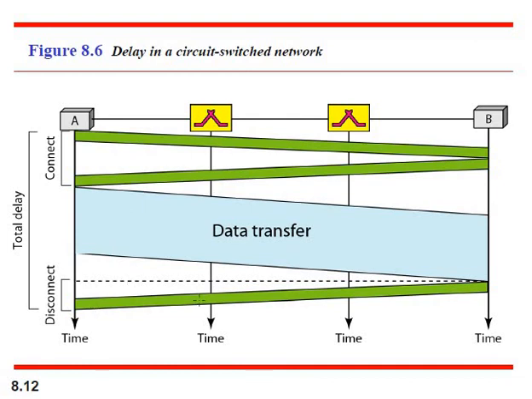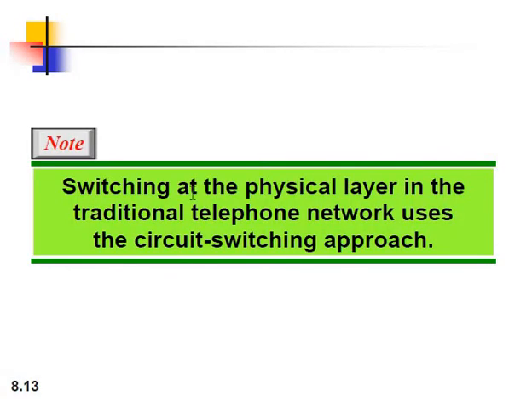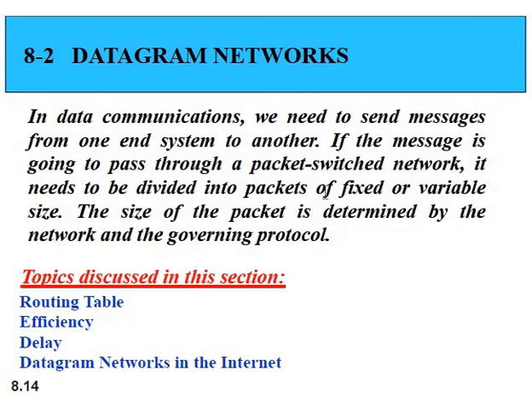You may expect a question: explain the three phases present in circuit switched networks. So we can conclude that switching at the physical layer in traditional telephone networks uses the circuit switching approach, meaning end-to-end connections were provided in the telephone network. This is an example of circuit switching. Next comes the datagram network.